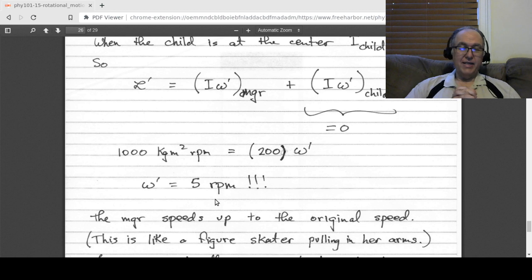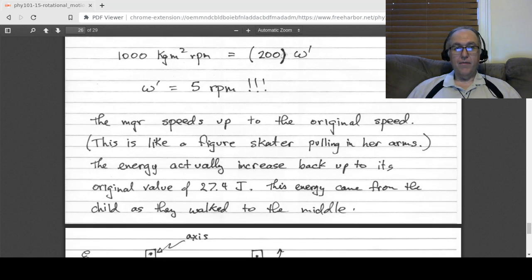That's why I put heat in brackets up above, because the energy is never really lost. It just kind of hides itself in different places, okay? And you didn't see where that energy was, but it was still there, and you got it back, because as soon as the child walks to the center, you're back to the same energy as you had at the beginning, because you're back to the same angular velocity that you were at the beginning. Okay, this is kind of interesting. All right, so the merry-go-round basically speeds up to its original speed. Okay, and here I also noticed that it's like a figure skater pulling in her arms.